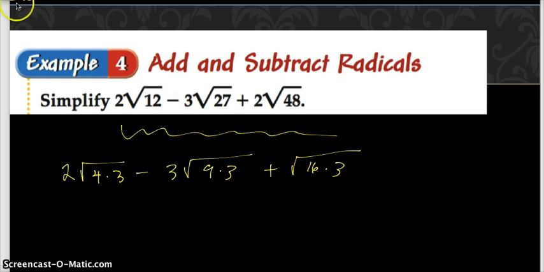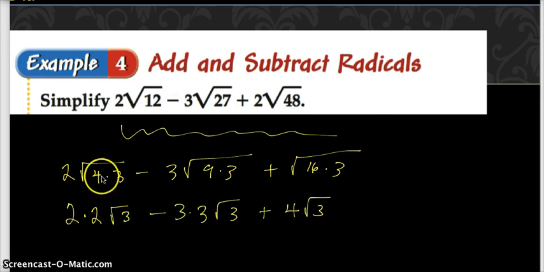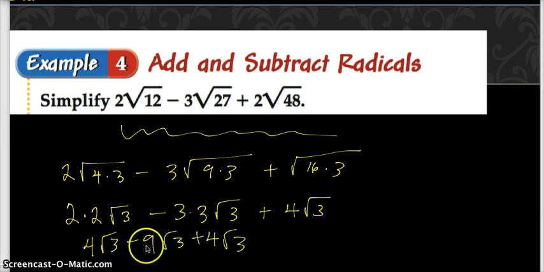When I do that, I end up with 2 times 2, the 2 coming from the square root of 4, leaving me with the square root of 3, and then 3 times 3 coming from that square root of 9 times the square root of 3 plus 4 coming from that square root of 16 times the square root of 3. So finally, I end up with 4 root 3 minus 9 root 3 plus 4 root 3. Since all of these have that root 3, they're like terms. They didn't look like they were like terms, but once I simplified it, I saw that we did have like radicals. So now I can join these together as if it were 4x minus 9x plus 4x.